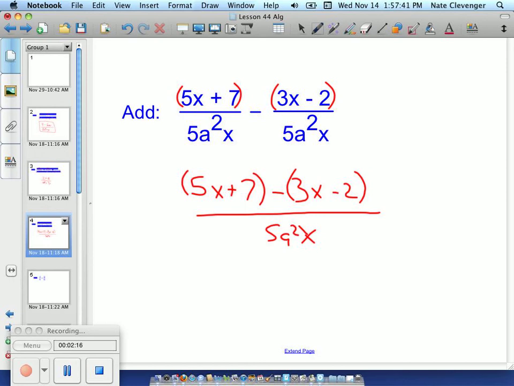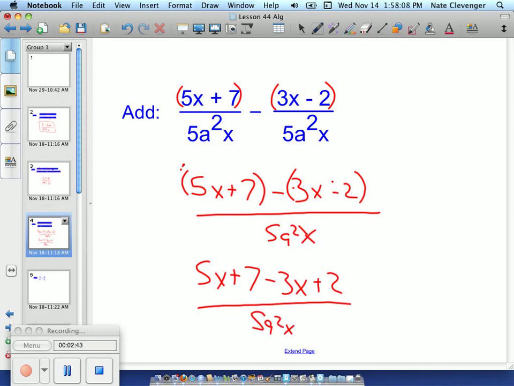What happens if you don't put it in parentheses? Can we drop the parentheses on this first one? No. What's the sign in front? It's just plus, so I can go 5x plus 7. What does the negative in front of a set of parentheses tell us to do? Change the sign. So my positive 3x inside becomes negative 3x, and my minus 2 becomes plus 2 over 5a squared x. And then add your like terms. 5x minus 3x is 2x. Plus 7 plus 2 is 9 over 5a squared x.